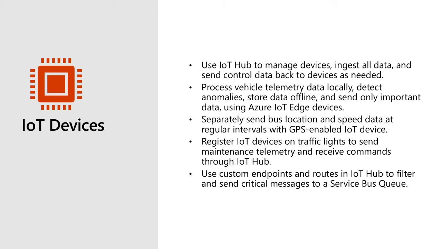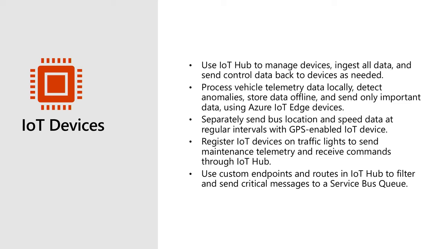Now, what do we expect from the IoT devices? So we use the IoT hub to manage the devices. IoT hub is able to push all those updates and read data back from those devices. And the IoT edge devices are able to process the vehicle telemetry data locally, detect anomalies, store data offline, and send only the anomalies or the important data to the cloud. And the GPS devices, like we discussed, send the GPS data separately back to the cloud.